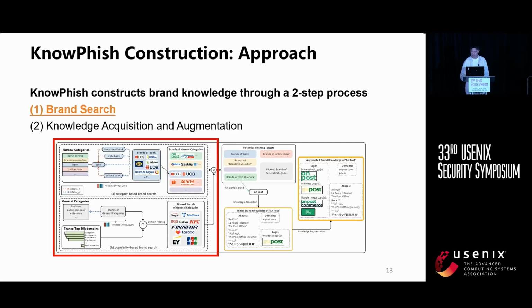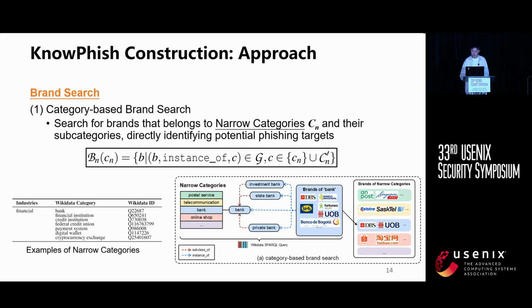With the list of Wikidata categories available, we are able to construct KnowPhish, starting with a brand search to search for potential phishing targets, and then perform brand knowledge acquisition and augmentation of these targets. The first part of brand search is called category-based brand search, where we utilize the narrow categories we just curated and their subcategories. By searching brands through these categories in Wikidata, we are able to obtain a list of brands belonging to these high-risk industries, which is very likely to be phishing targets.